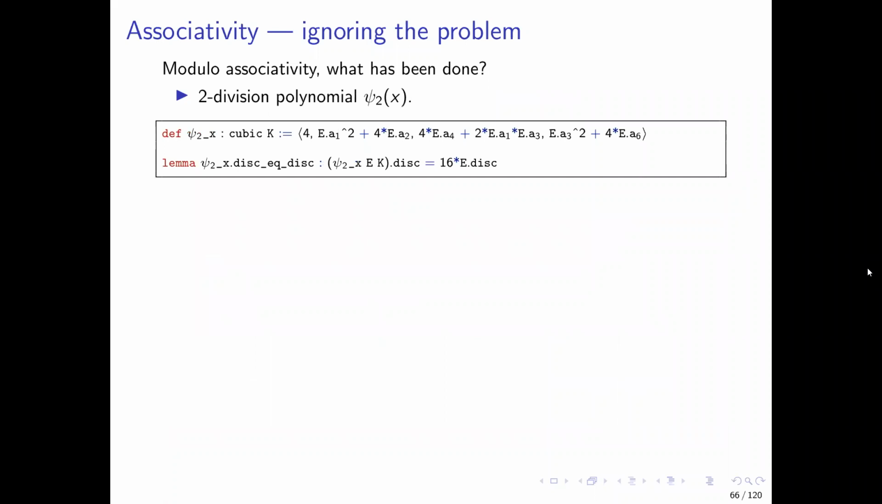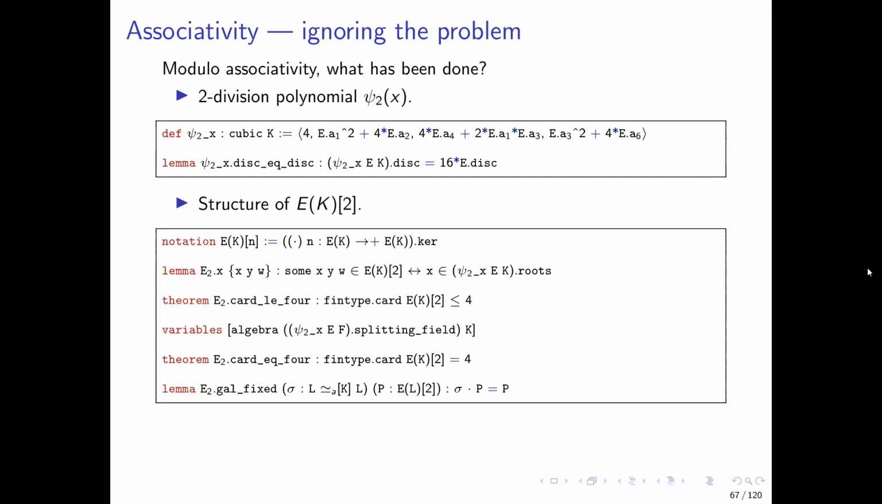I've also done the two-division polynomial, which is a cubic polynomial that has discriminant exactly equal to the discriminant of the elliptic curve. What is this? It says that if you have a point in E[2], which means it gets killed by 2, then its x coordinate is exactly a root of this polynomial, and that happens to have discriminant, well, a scalar multiple of the discriminant of the elliptic curve.